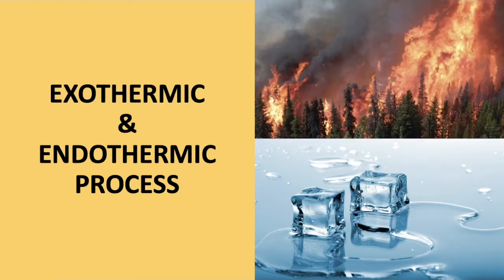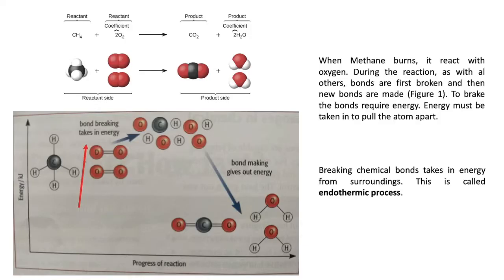Now we continue to learn about exothermic and endothermic processes. This is the reaction of methane and oxygen, or we call it the combustion reaction of methane. Perfect combustion of methane will produce CO2 and H2O. This is the molecule to interpret the reaction. Okay, now see this picture below.